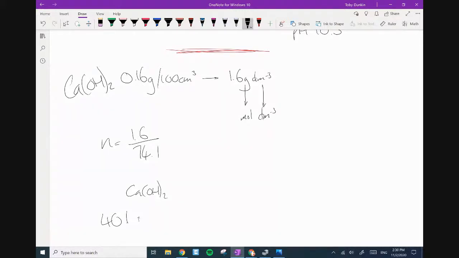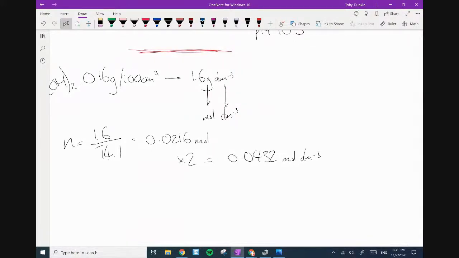There's my mark in my exam, folks. Do not cheat. Next, 1.6 divided by 74.1, and I get a number of moles of 0.0216 moles that have dissolved into my 1 liter. Now that I've got the concentration, I need to multiply that by 2 because the dissociation produces twice as many ions. Times by 2 gives me 0.0432 moles per dm cubed for calcium hydroxide that is saturated.